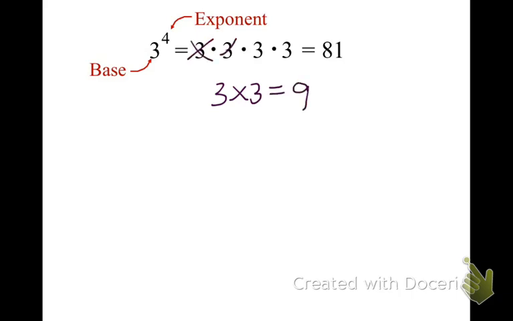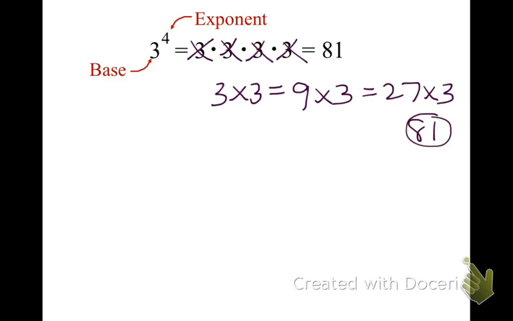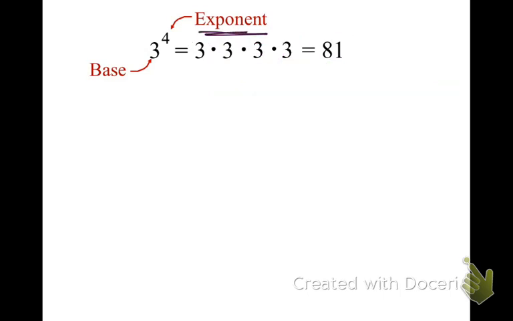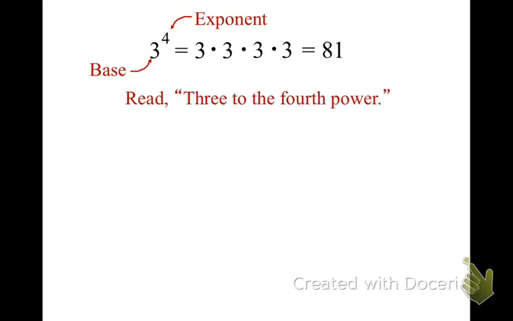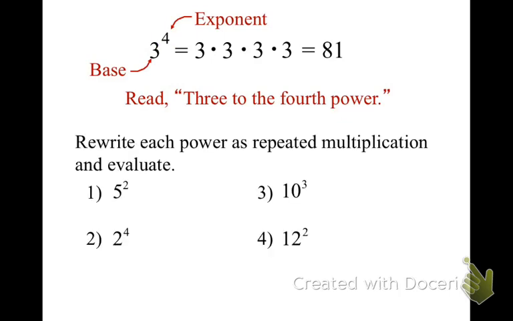So those 3's are gone. Multiply it by 3 again, I get 27. Multiply it by 3 again, I'll get 81. That's where my 81 comes from. So our exponent is telling us how many times we need to multiply our base. And this is read as 3 right here to the 4th power. What power is it? 4. So 4th power, it's above it. It's a higher being.